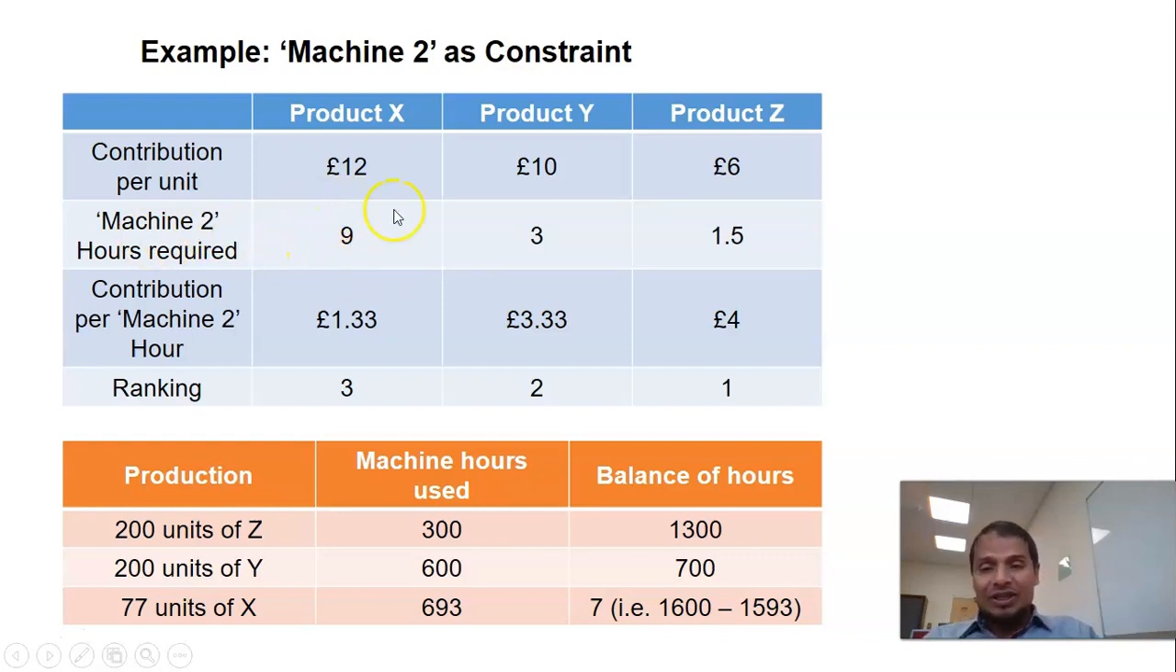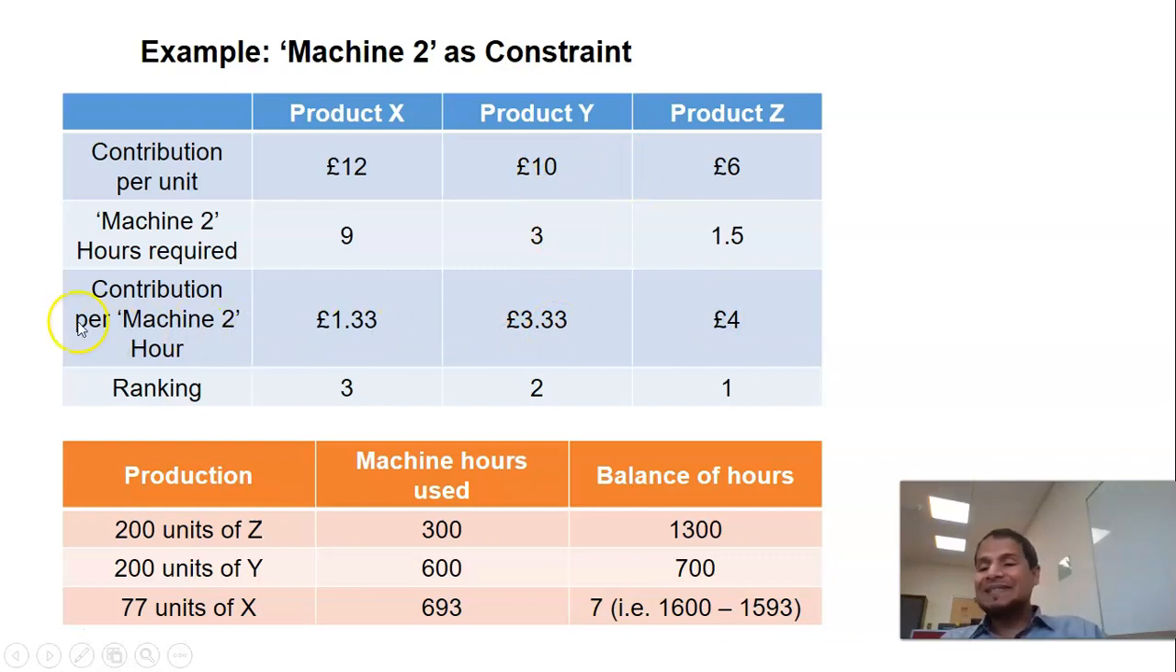So based on this, we have to calculate the throughput accounting ratio: contribution per unit and the machine hours needed per unit. Divide this number by this, you can see 1.33 per machine hour. For every machine hour, what's your contribution? 1.33. For product Y, 3.33. For product Z, 4. So 6 divided by 1.5 is 4, and 10 divided by 3 is 3.33.